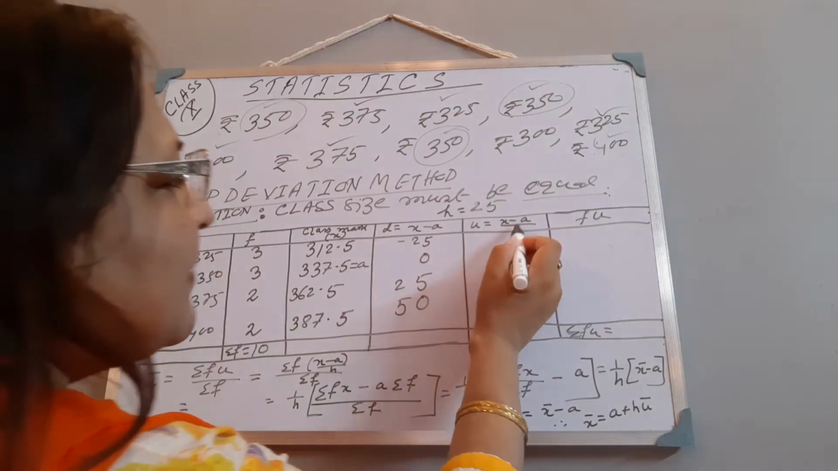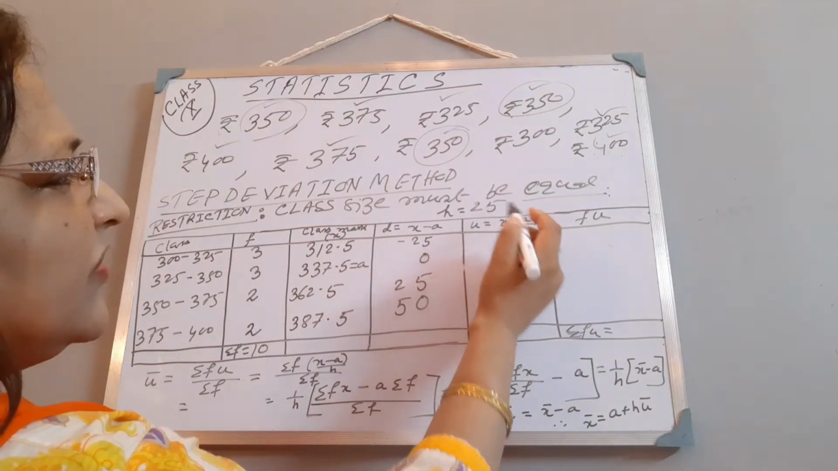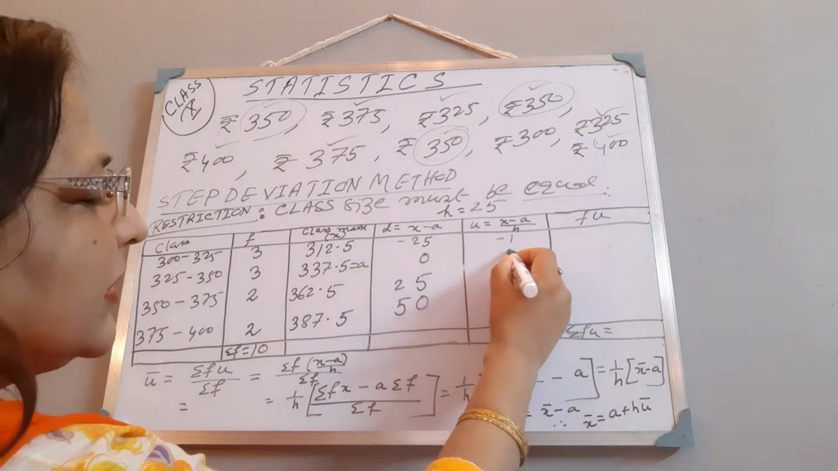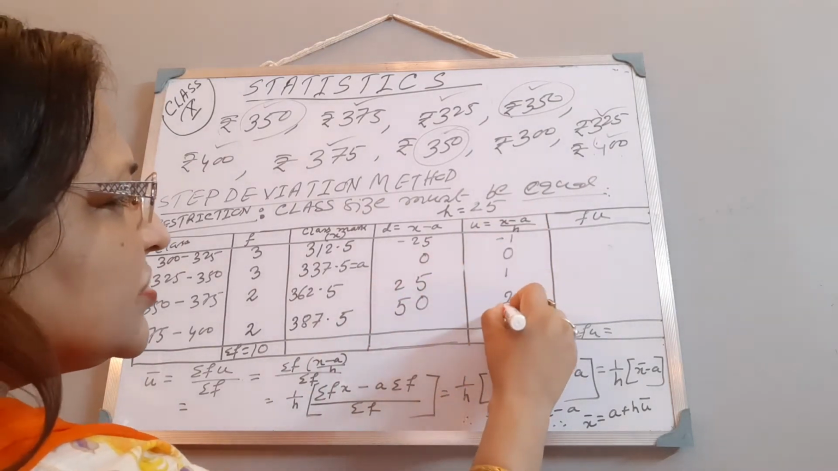Now x minus a by h. What is x minus a? Minus 25. So minus 25 by 25 gives us minus 1. 0 by 25, again 0. 25 by 25 is 1. 50 by 25 is 2.